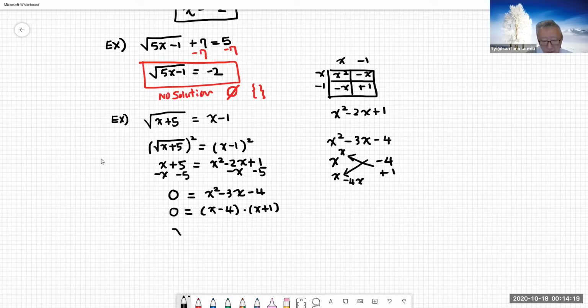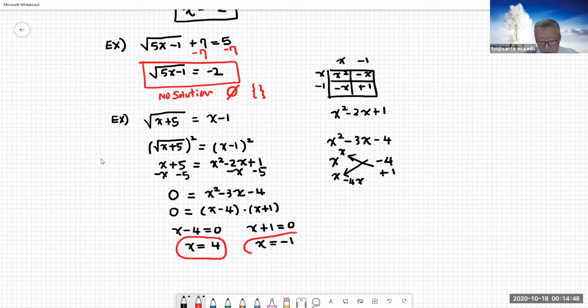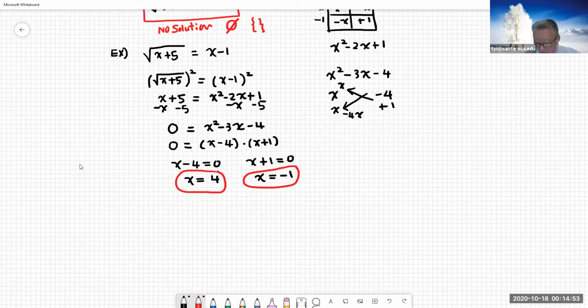So that means we have x minus 4 equal to 0 and x plus 1 equal to 0. So your answer is going to be x equals 4 and x equals minus 1. Now, the one thing that we have to be careful about, like what we just did in the previous problem, is that you're always going to have to check your answer, okay? Because you got an answer, it does not mean that those are the solutions to the given problem. So you need to check these solutions there.